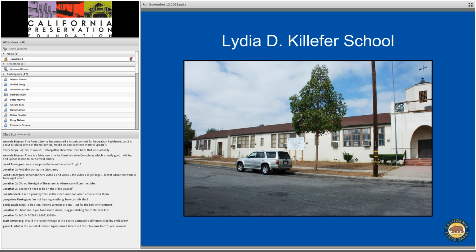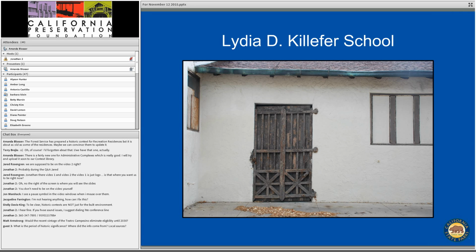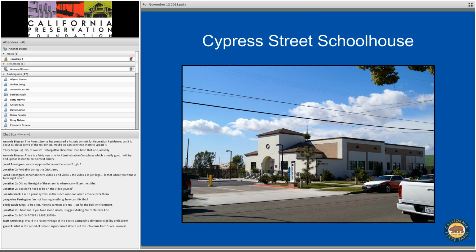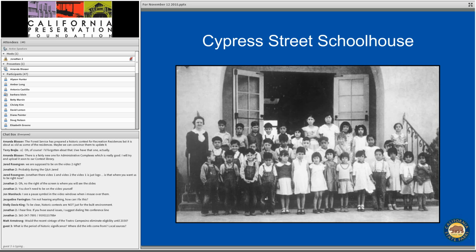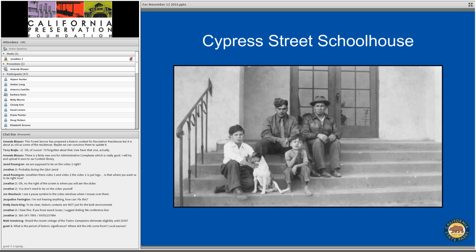And a couple of pictures of the Killefer School, one more, this amazing door. And then the Cypress Street Schoolhouse that you see has some integrity issues, but again, when we're talking criterion A, association with events, integrity becomes a little less of an issue than if we were nominating the property for its architecture. Cypress Street School functioned as a segregated school for Mexican children between 1931 and 1944. So it's significant under cover of the Latinos document, multiple property submission, under the context of Latino struggles for inclusion. Some historic pictures of the school.